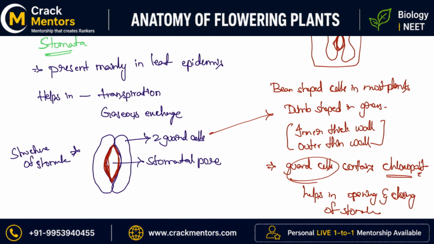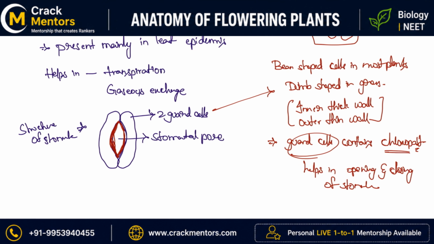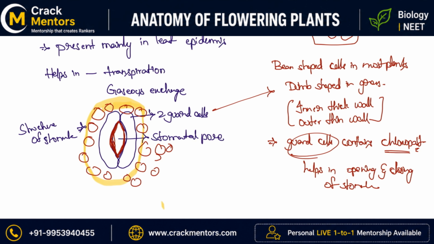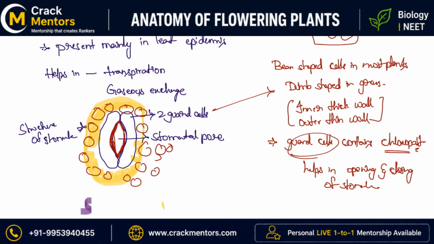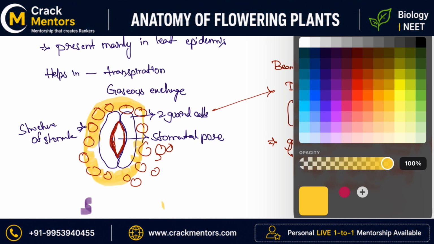After this, we'll study about subsidiary cells. Some epidermal cells become specialized and they are called subsidiary cells. Around the stomata, what do we have? We have epidermal cells all around it. So in these many epidermal cells, some of the epidermal cells around the stomata become specialized, and they are called subsidiary cells.